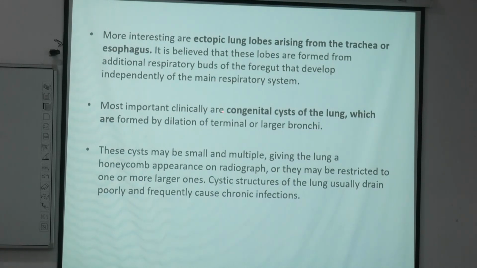Most important clinically are congenital cysts of the lung, which are formed by dilatation of the terminal or larger bronchi. These cysts may be small and multiple, giving the lung a honeycomb appearance on radiograph, or they may be restricted to one or more larger ones. Cystic structures of the lung usually drain poorly and frequently cause chronic infection.